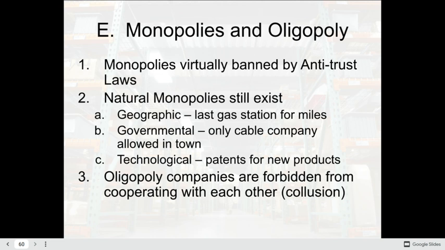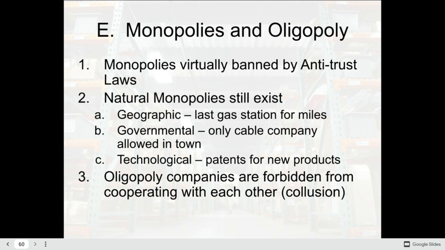The last thing I want to mention is that in the case of monopolies and oligopolies, monopolies are virtually banned by the antitrust laws, but there are natural monopolies that still exist. And this is also in that sheet, so you don't have to type it again if you want to. But geographic, for instance, the last gas station for miles. Governmental, an example would be the only cable company allowed in town, or it could be government controlled, like the police force. And then technological would be patents for new products.